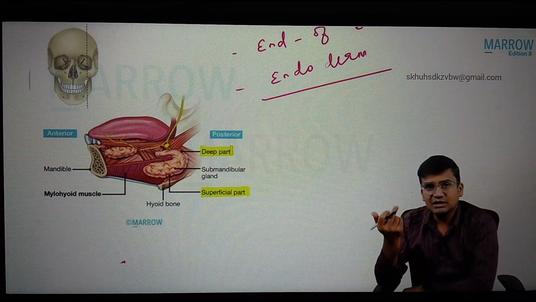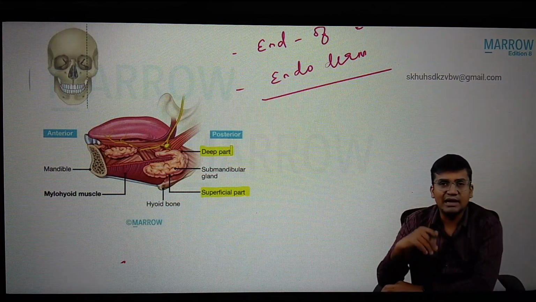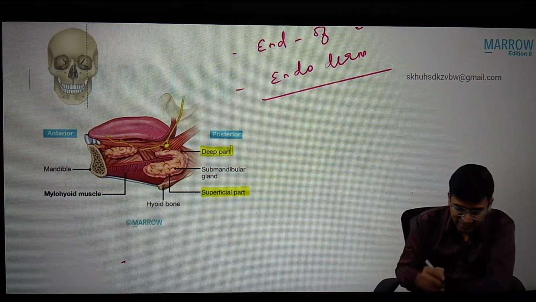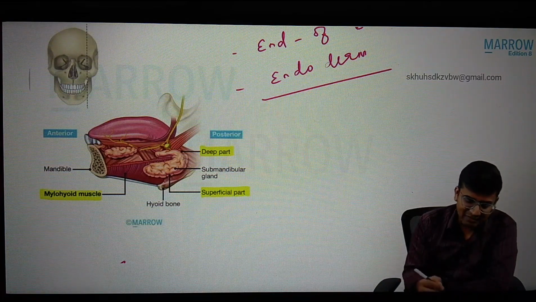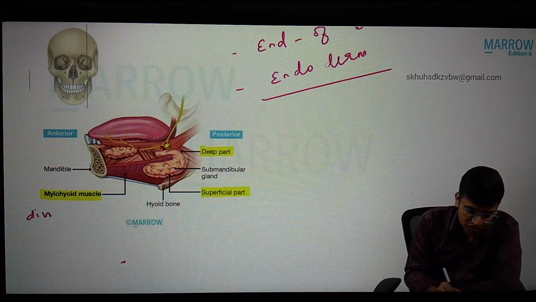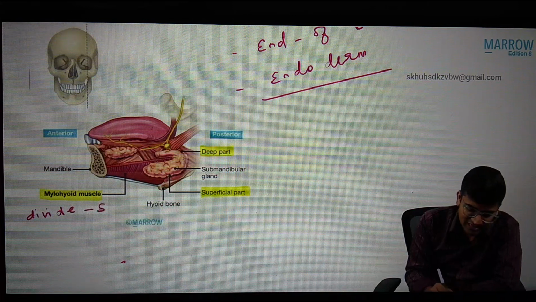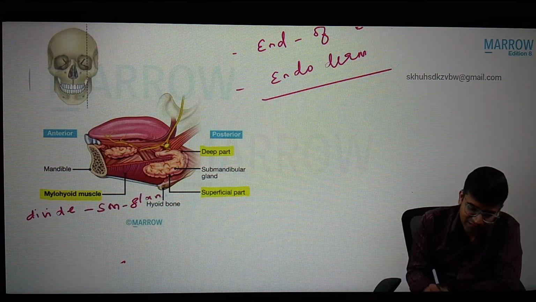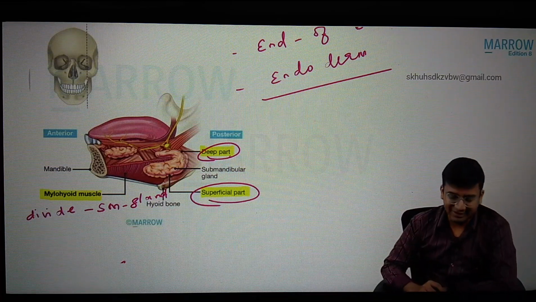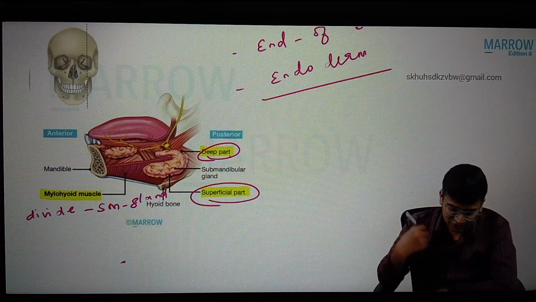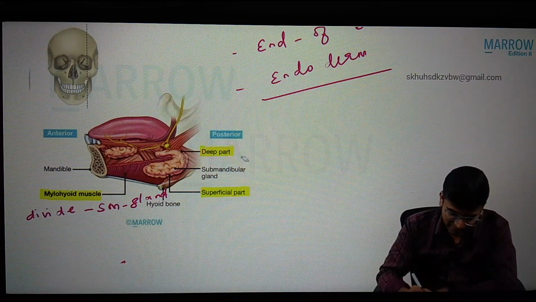Now we have one muscle. That muscle divides the submandibular gland into superficial part and deep part. Which muscle? Mylohyoid muscle. So please underline mylohyoid muscle and write that it divides the submandibular gland into superficial part and deep part. Okay, right. Now we're going to see the superficial part first and then the deep part.